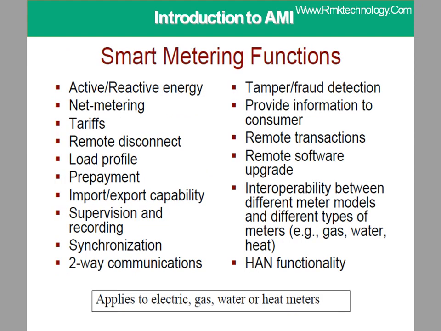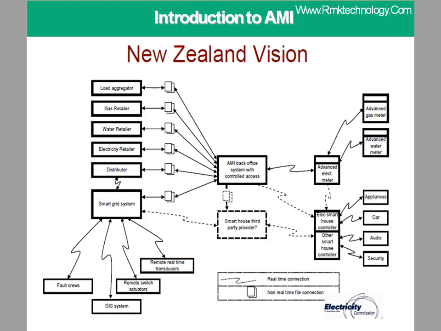This slide depicts functions that can be used in the AMI system: active, reactive energy, net metering, tariffs, remote disconnect, load profile, prepayment, tamper, fraud detection. This slide shows how one end-to-end smart grid vision looks like. It is the vision of New Zealand, connecting every stakeholder of the utility into one network including retailers, distributors, transmission, with systems including back office, GIS, AMI and ERP.